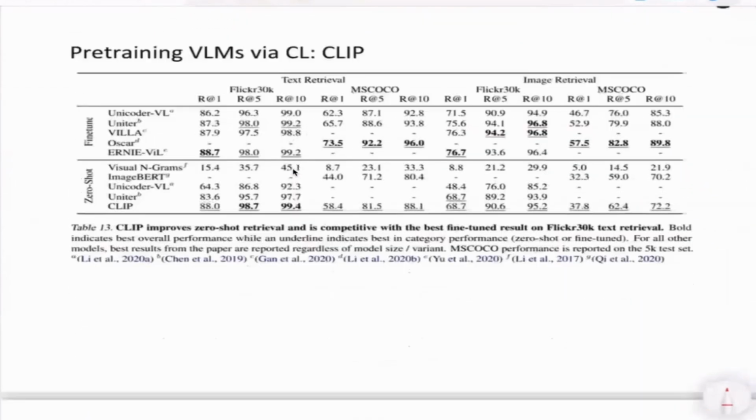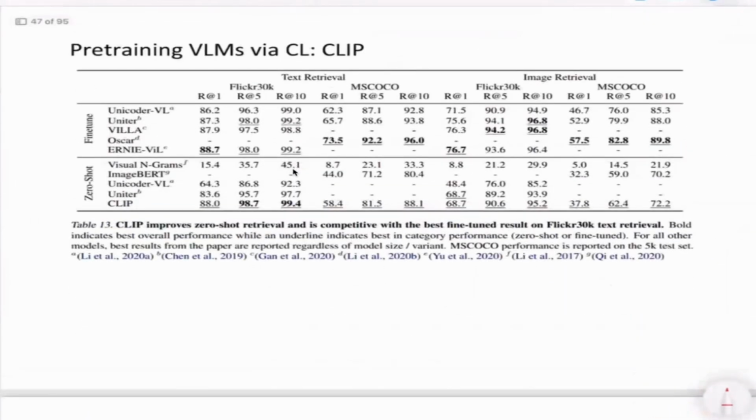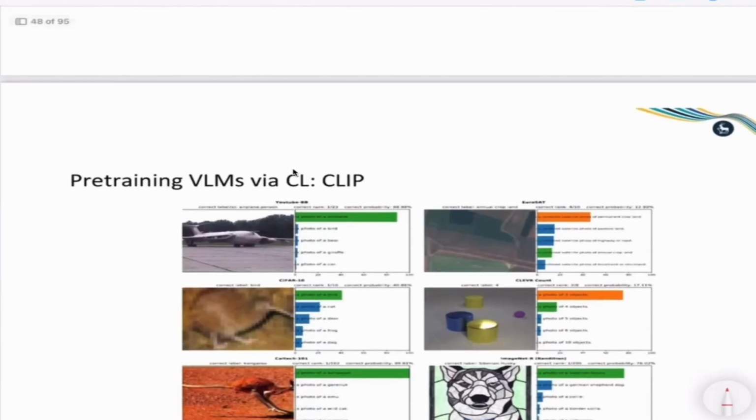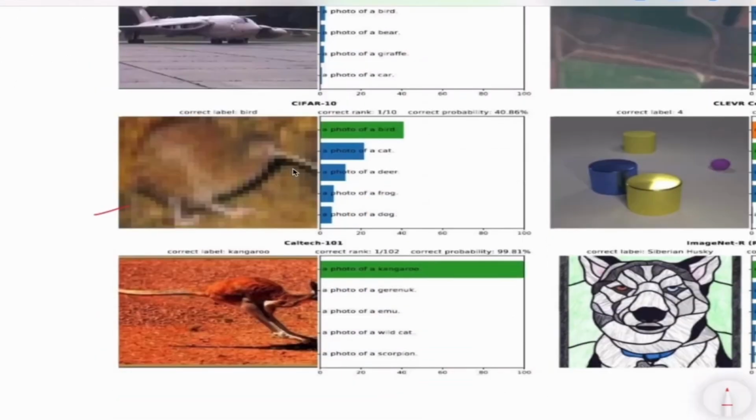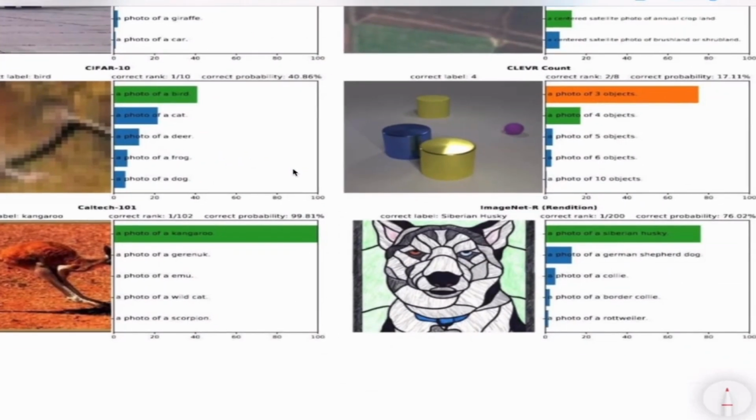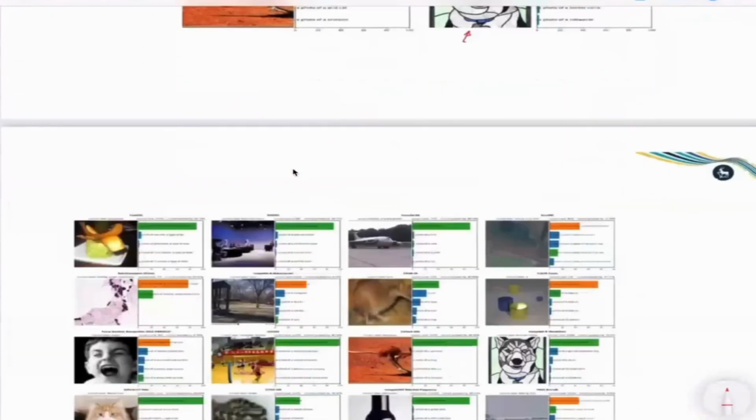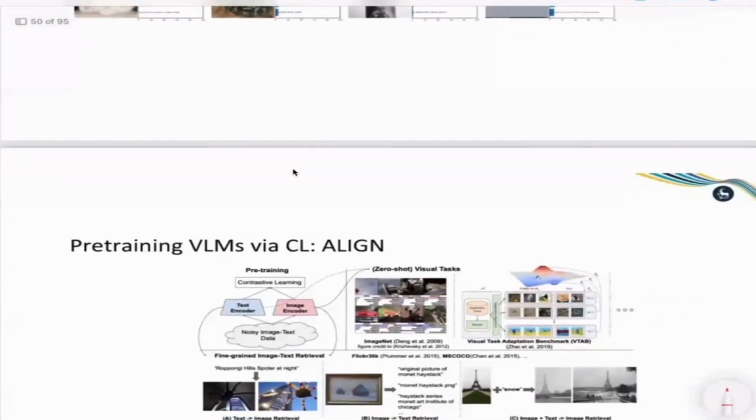And of course, they evaluated it on text-to-image retrieval and image-to-text retrieval, and it performs very well across the scenarios. They did it on other datasets as well. For example, they took the YouTube dataset and passed in this aeroplane, and it is able to detect the aeroplane, it is able to detect a bird, it is able to detect quite a lot of stuff. It is able to detect this painting-style husky image as well, and classify it more or less correctly. Okay, good. Any questions on that so far?